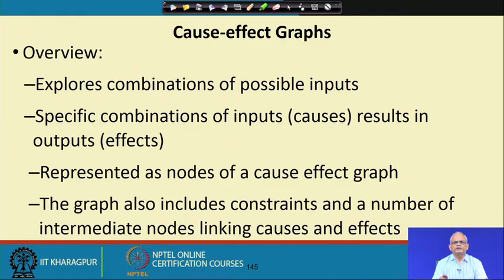But if we are able to generate the decision table without using the cause effect graph, then well and good. But if we cannot really design the decision table, then we can use the cause effect graph, represent the causes and effects in the form of a graph, and from that graph it becomes very easy to generate the decision table.